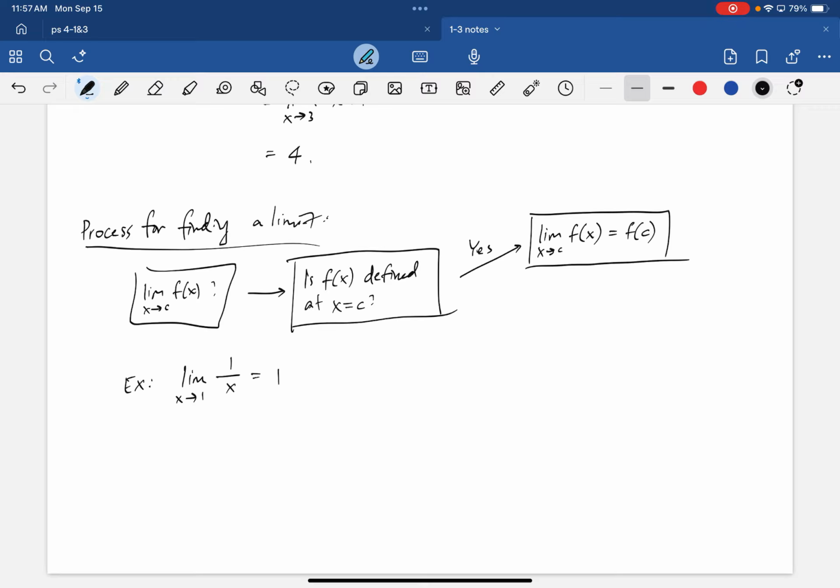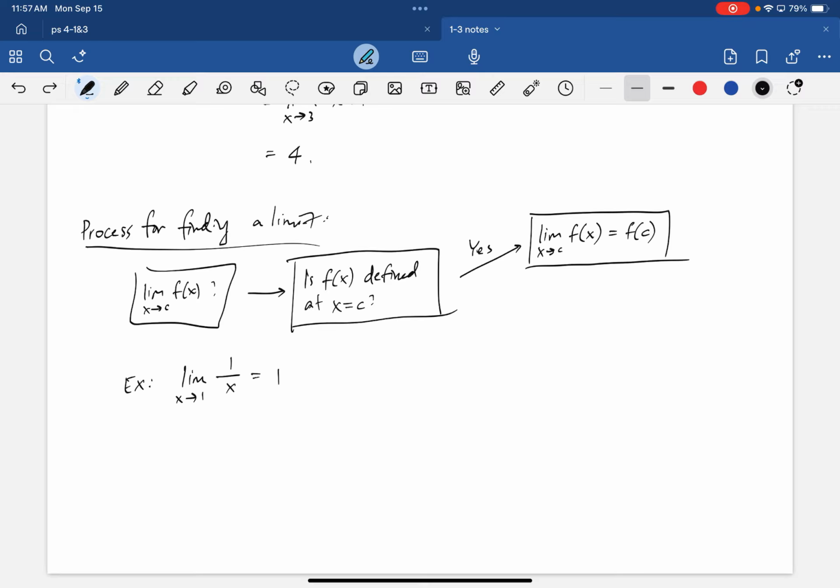Very easy. A lot of the questions you'll have in the homework are simply like this. It's asking you for a limit, but because the function is well defined at that specific value, the limit is really easy to calculate because all you need to do is plug in that value. So in this case, f of x is defined at x equals c, so all we do is plug in the value, and the answer is yes.